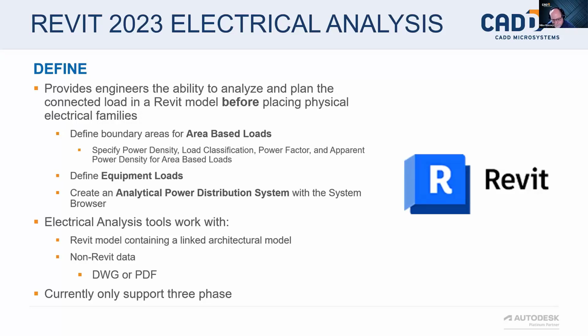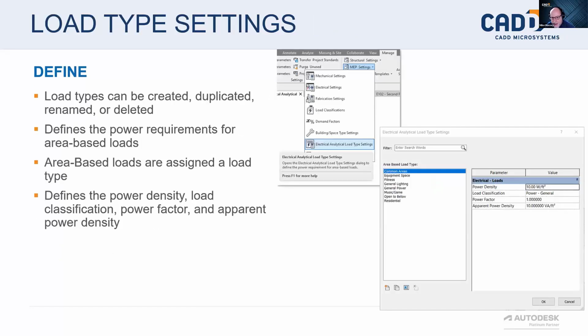But as far as defining those electrical load type settings, there's a new set of settings under the Manage tab. If you go up to the Manage tab and use the MEP Settings dropdown, you'll see a new set of settings called Electrical Analytical Load Type Settings. And if you go into here, there'll be a couple of load type settings there by default, and you're free to use those if you want to, but we also have the ability to create new ones, duplicate them, rename them, delete them, whatever we want to do as far as creating other load type settings.